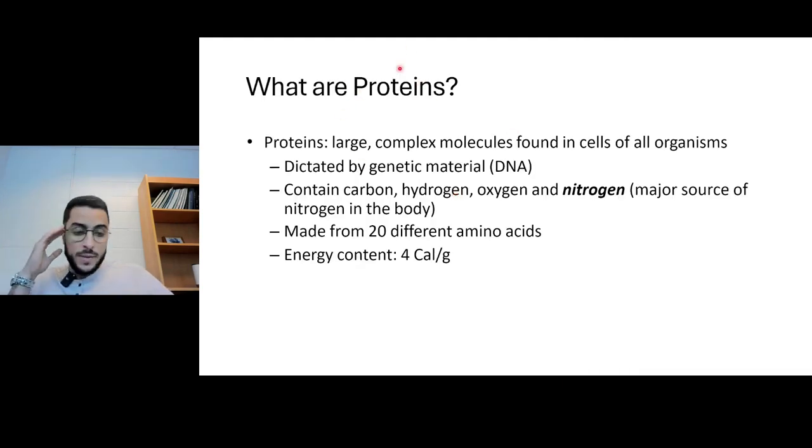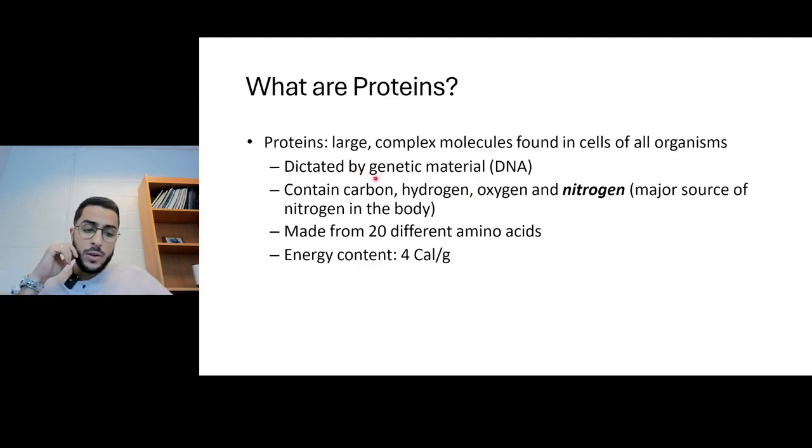What are proteins? I think this is quite simple as a question, but a good way to introduce the topic. They are large complex molecules that are found in cells and organisms. Their structure is dictated by DNA, right? So transcription, translation into a polypeptide chain.